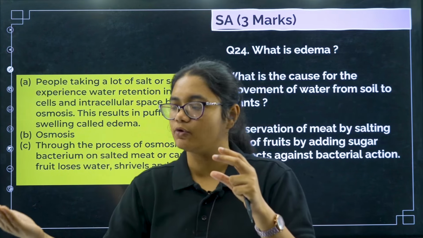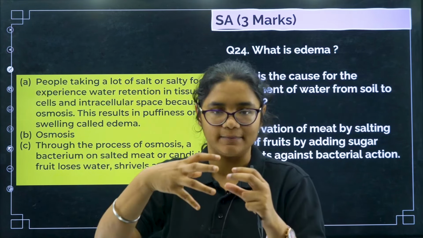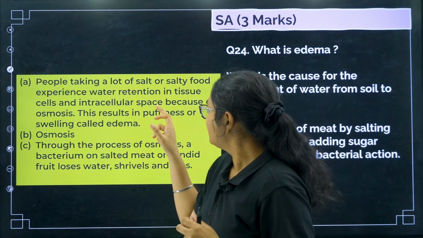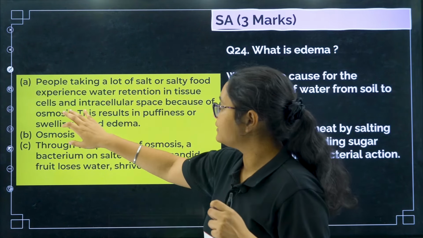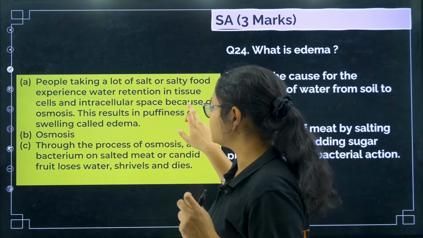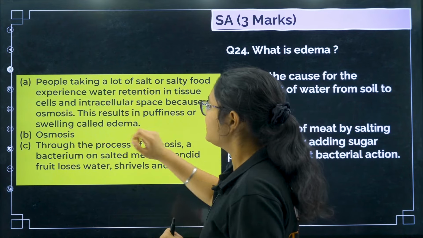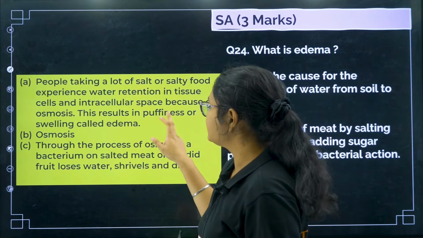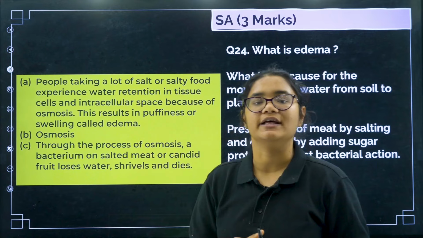So water will flow from outside to inside your cell. So what will happen, the water will be retained inside the cells and in the intercellular spaces because of osmosis. Now this results in puffiness and swelling called edema.